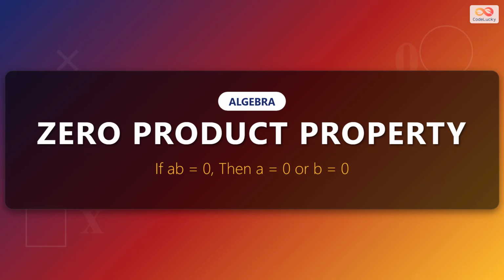Welcome to this algebra lesson. Today, we are going to explore the zero product property. This is a fundamental concept that serves as the foundation for solving quadratic equations by factoring. It sounds technical, but the logic behind it is actually very simple.